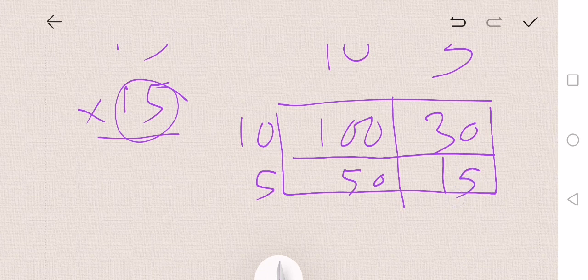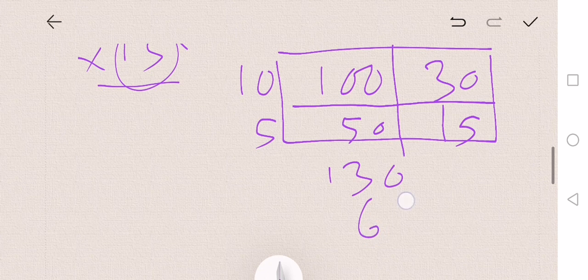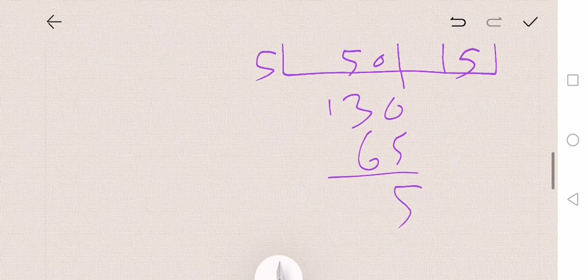So 100 plus 30 is 130, or you can add them however you want. You can add these two together, or these two together, it's up to you. So okay, let's go for 130, and that's 65. So that's 591. Got it?